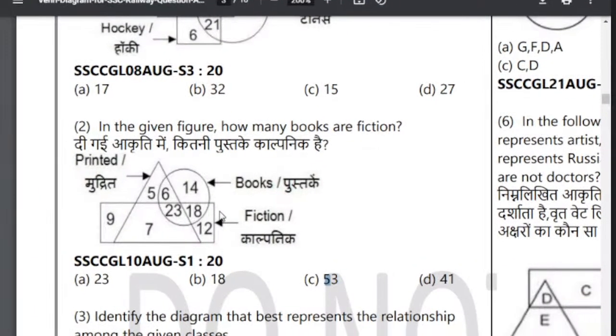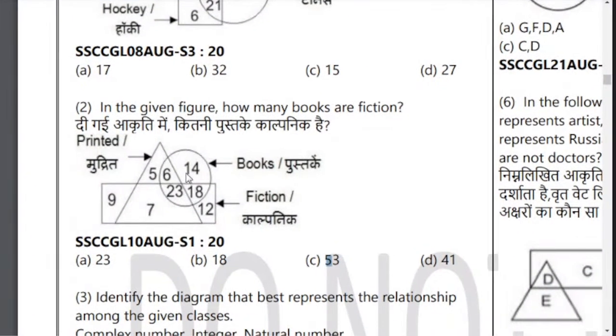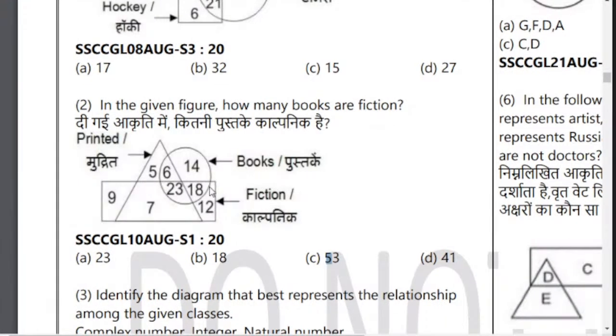18 is the correct one, meaning books which lie in the circle and rectangle but not the triangle. So 18 lie in the rectangle and the circle, 14 is only books, 12 is only fictions, and 7 is books, fiction, and printed. Okay, how many books are fictions?